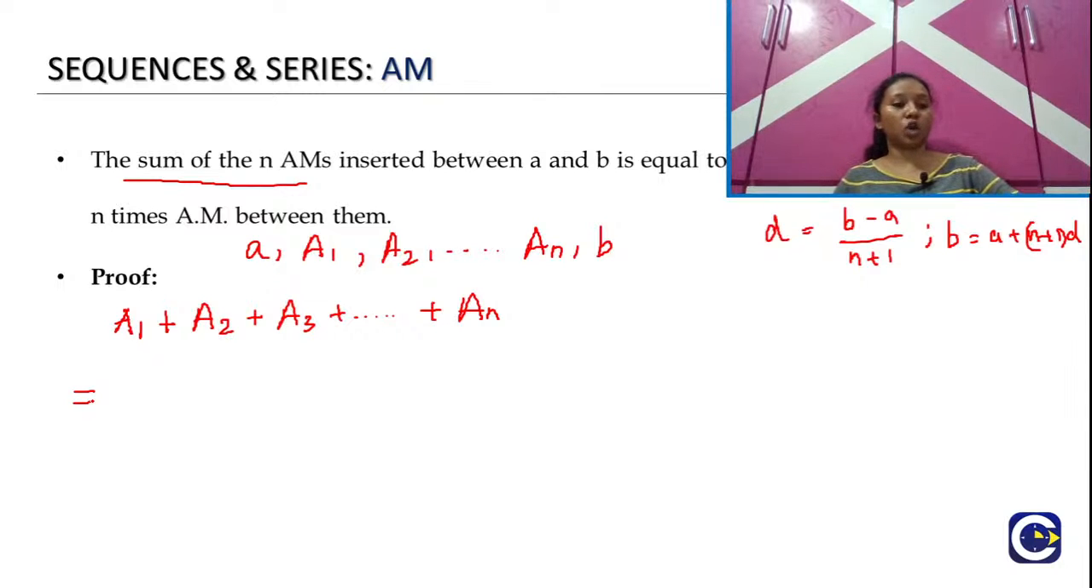Can anyone tell me what will be this capital A1 equal to in terms of the common difference as well as the first term? Capital A1, because we know that this is the arithmetic progression here.